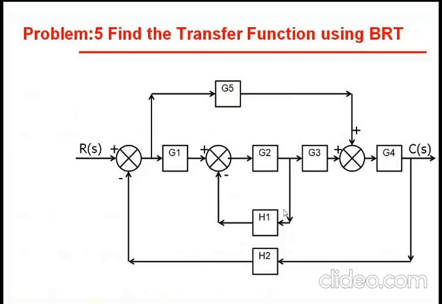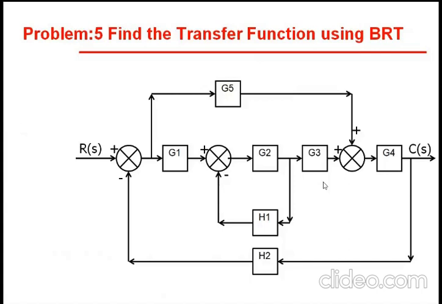And further, G5 can be considered as a parallel block with this combination G1, G2 and G3, but here there are two intermediate points. There is one summing point and one takeoff point, due to which you can't consider G5 to be in parallel with this combination G1, G2 and G3. Then, in this given problem, by default, I am not going to get a combination of series blocks or parallel blocks.